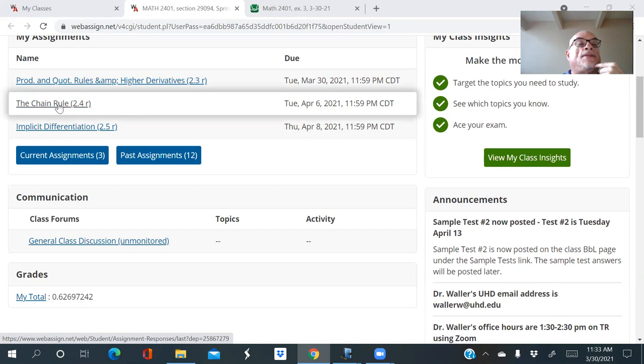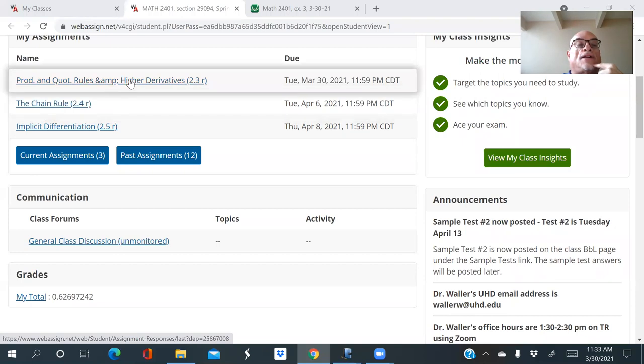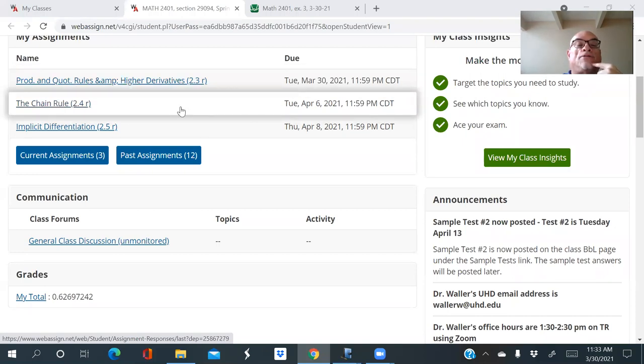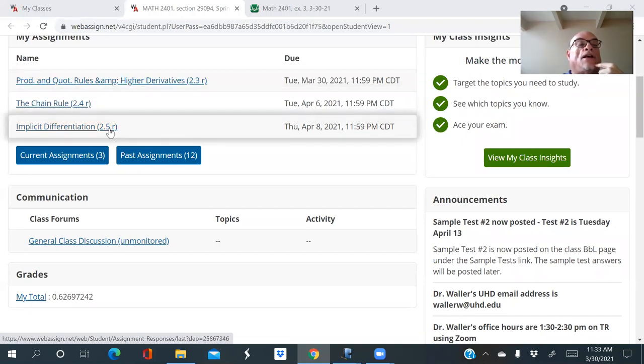And then there's the homework on the chain rule, which we're going to be talking about extensively today. We started it last time, but we'll complete that today. That's a long homework, just like the product and quotient rule homework. So I don't have that due until Tuesday of next week.